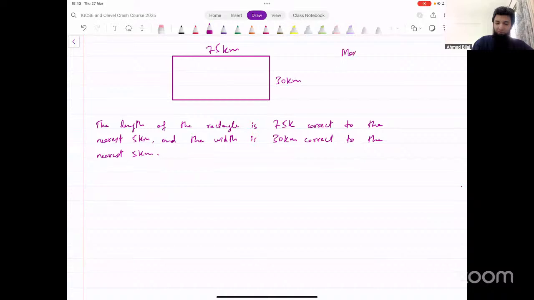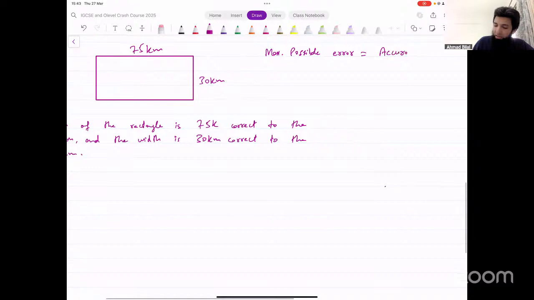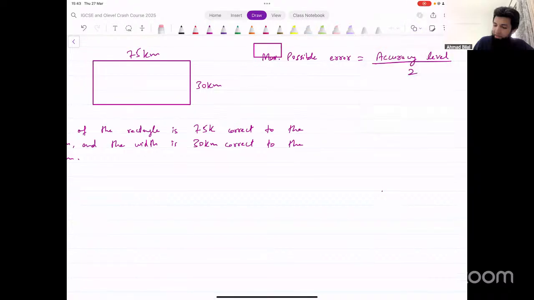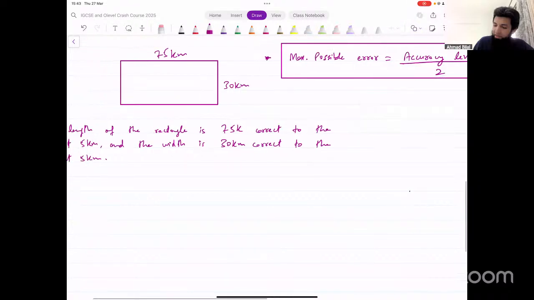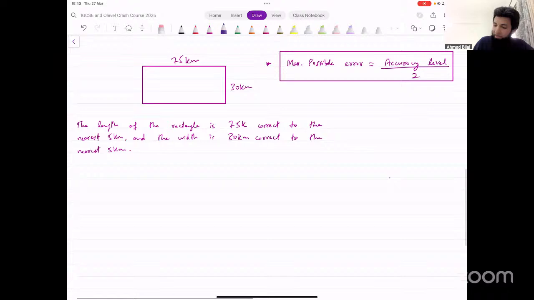The maximum possible error, what is that given by? Maximum possible error in a measurement is going to be the accuracy level divided by 2, okay? Accuracy level divided by 2 gives us the maximum possible error in any measurement. So in this case, what's the accuracy level that is given? The accuracy level that's given is 5 kilometers, right? It's correct to the nearest 5 kilometers. You would say the error that is possible on either side of these numbers is 5 divided by 2, and that's 2.5 kilometers.